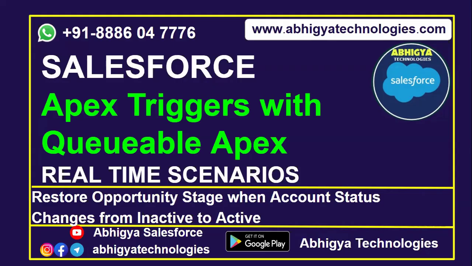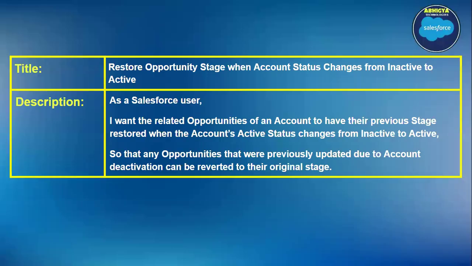Now in this video we are going to discuss accounts that are inactive and are changed to active again. When an account's status changes from inactive to active, for the related opportunities that have an existing stage value, we are going to restore that stage value. That is the use case we are going to discuss in this video.